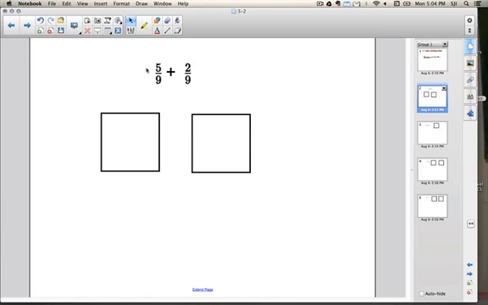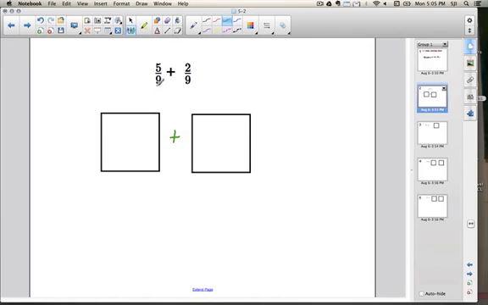Here's our first example. 5/9 plus 2/9. I put these two squares down here because what I'm actually going to do is represent each one of these fractions as part of this square, because if this is a whole, 5/9 is just part of this square and 2/9 is just part of this whole square over here, because these two fractions are less than a whole. They're both less than 1, so that means they're going to be represented by less than part of this square.